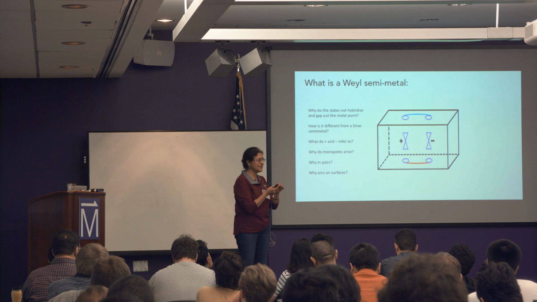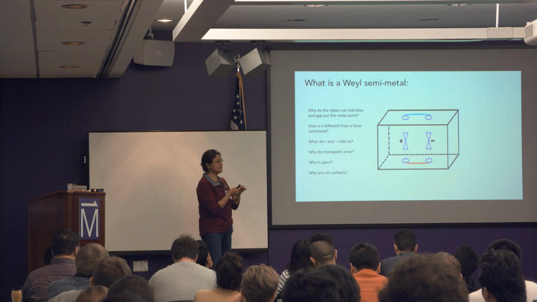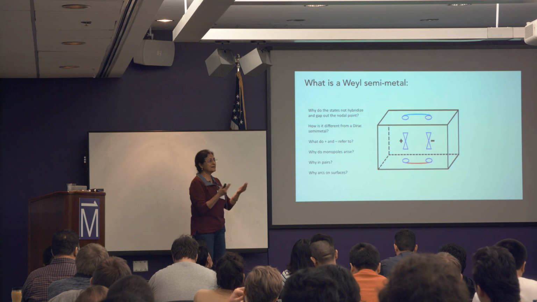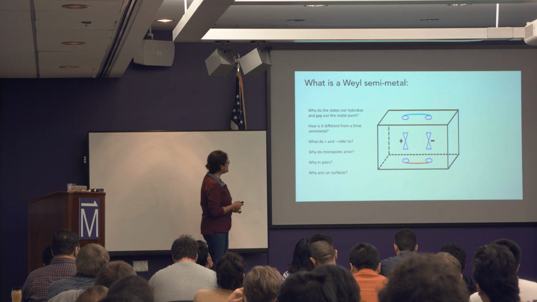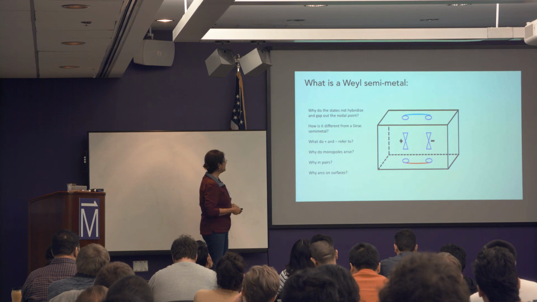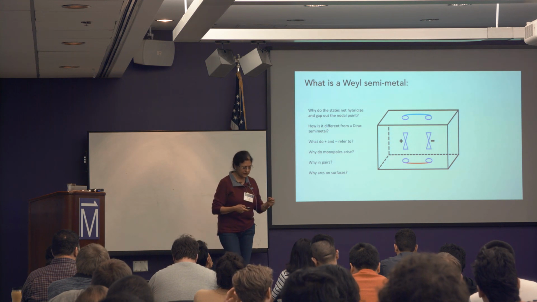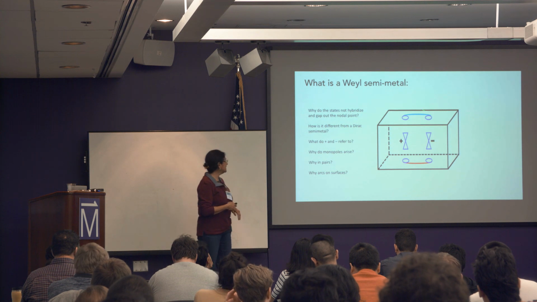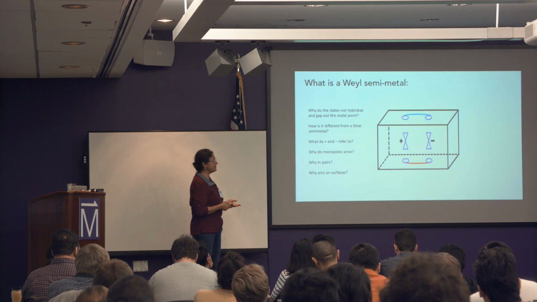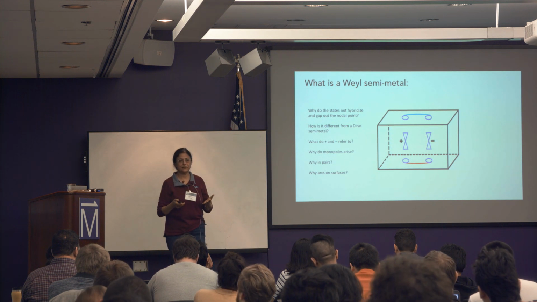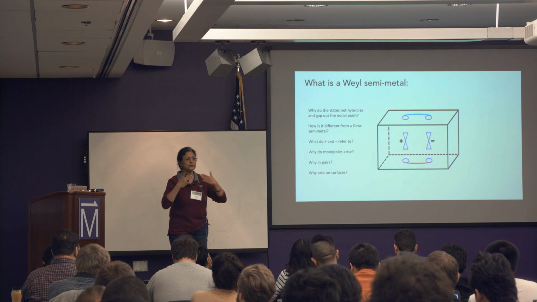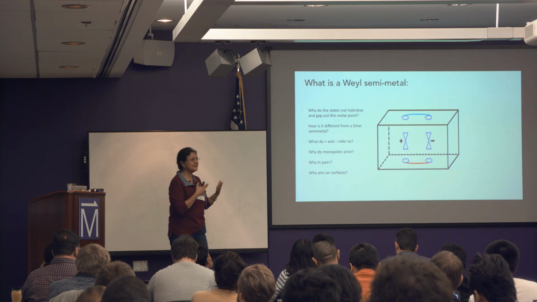Typically, if you have two states that become degenerate, they can mix and then open up a gap. So why does that not happen? And is it the same as a Dirac semi-metal or different? What do these pluses and minuses refer to? How do these topological features that Stratos may have talked about, the monopoles and Fermi arcs, how do they arise? Can we see these explicitly in some calculations? So I want to give you some of the details behind these properties.